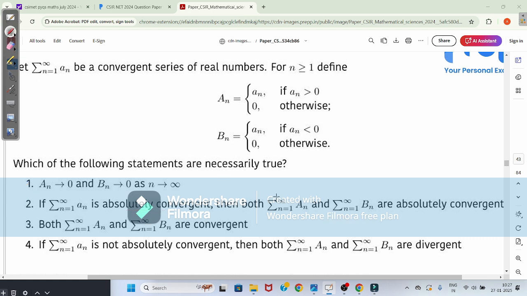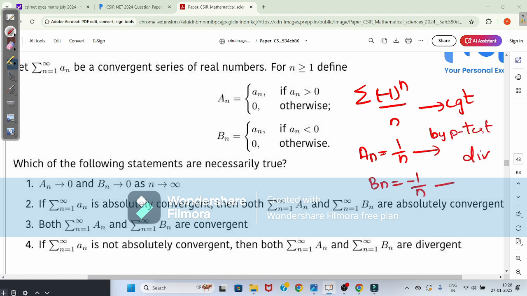Now for checking option C, consider the series minus 1 whole power n by n. This value is convergent. Now a_n value becomes 1 by n and b_n value becomes minus 1 by n. This value is divergent and this value is divergent. When you apply the limit, it becomes the same limit, but when you check the convergence by p test, this value is divergent. So these both are convergent, this is not a true statement. This is the false statement.